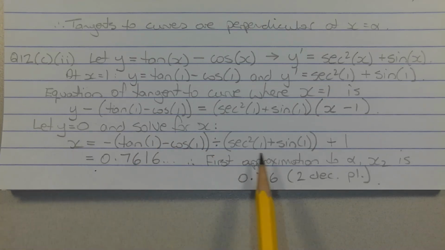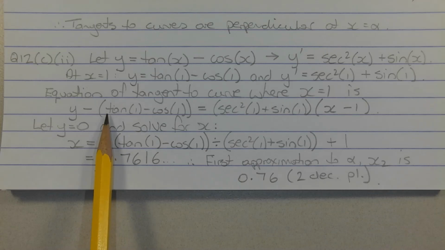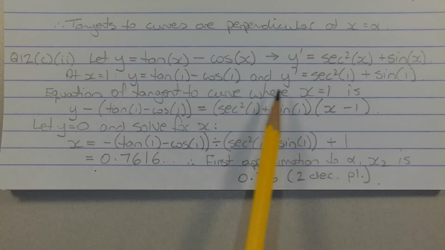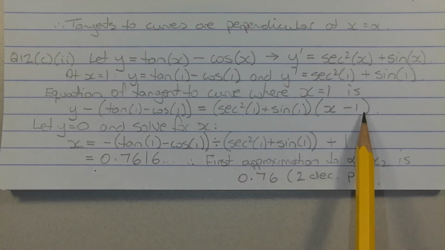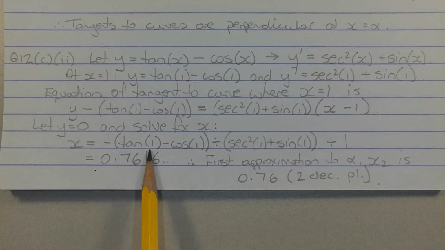So rearranging the equation to make x the subject, if we let this equal 0 here, we've got negative tan 1 minus cos 1 in brackets. We're going to divide that by our m, so we're going to divide that by sec squared 1 plus sine 1, and then add 1 to make x the subject. So x equals negative tan 1 minus cos 1 in brackets divided by sec squared 1 plus sine 1 in brackets plus 1. You can do that all in one step.